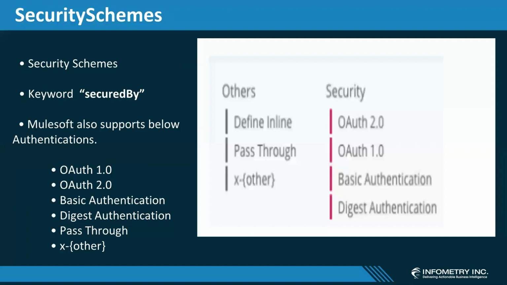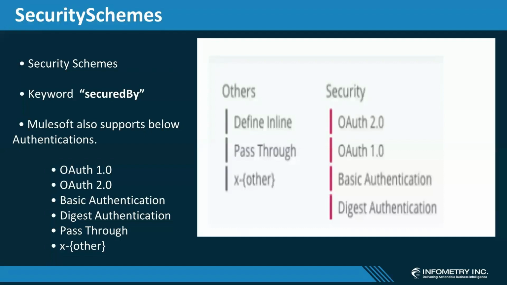Only authenticated people, those who have credentials for whatever authentication method we implement, should access our API. By doing this, unknown users can be restricted. Here the keyword is secured by. We use the secured by keyword to define our authentication method. It can be defined at the root section of our RAML, or we can also define it at our resource level.